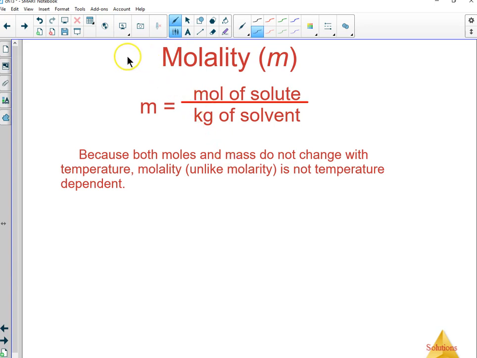All right, now molality is the new one, and it's the main one for this unit. Molality is moles of solute over kilogram of solvent. All right? Because both moles and mass do not change with temperature, molality, unlike molarity, is not temperature dependent.